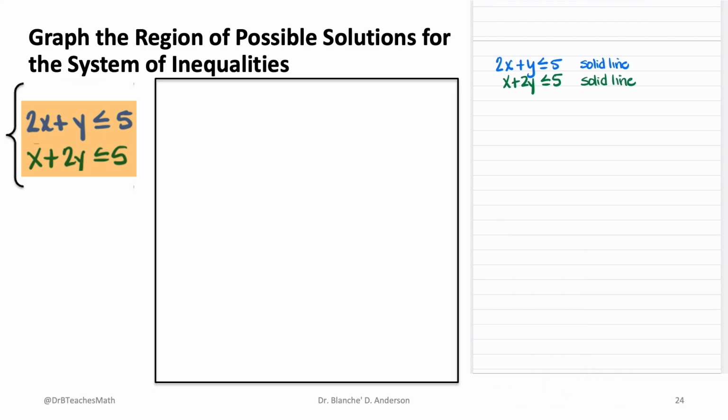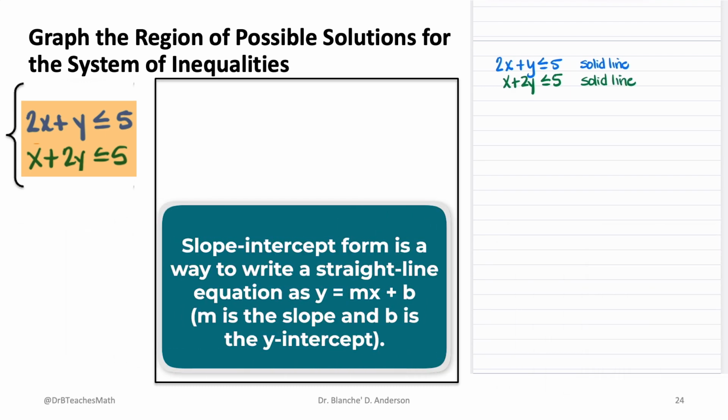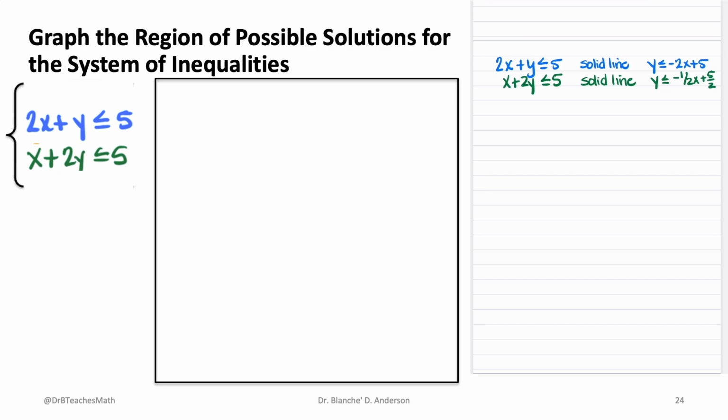I'm going to put these in slope-intercept form. So if I take the first equation and write it in slope-intercept form, it's going to be y is less than or equal to negative 2x plus 5. And if I take the second equation and put it into slope-intercept form, it's going to be y is less than or equal to negative 1/2 x plus 5 over 2. So far, so good.